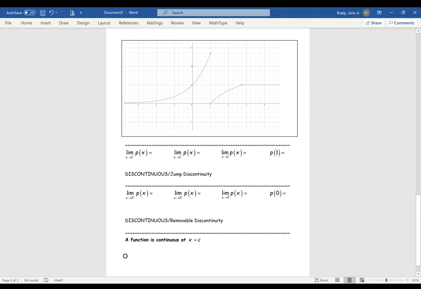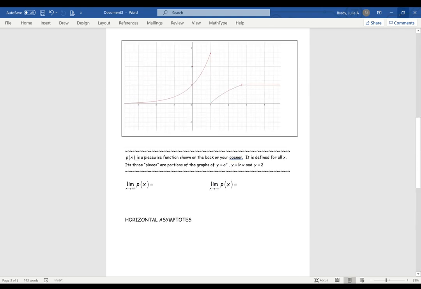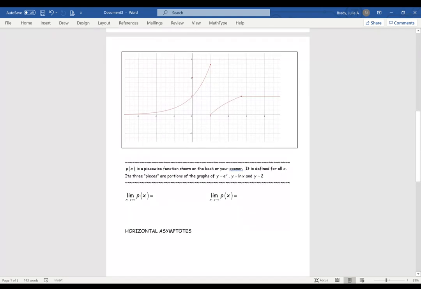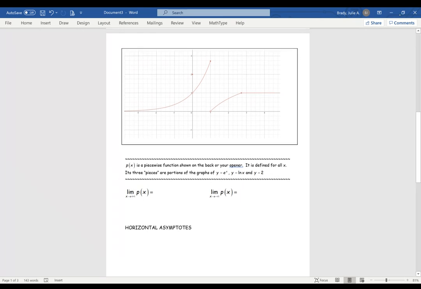Okay, so let's look at this next page. So now we're going to start looking at some kind of crazier graphs. So here's a graph where I think I did it on Desmos, but I put together piecewise graphs. If we were together in class, it would be on the back of your opener, but I put it on each page. So we've got three pieces.